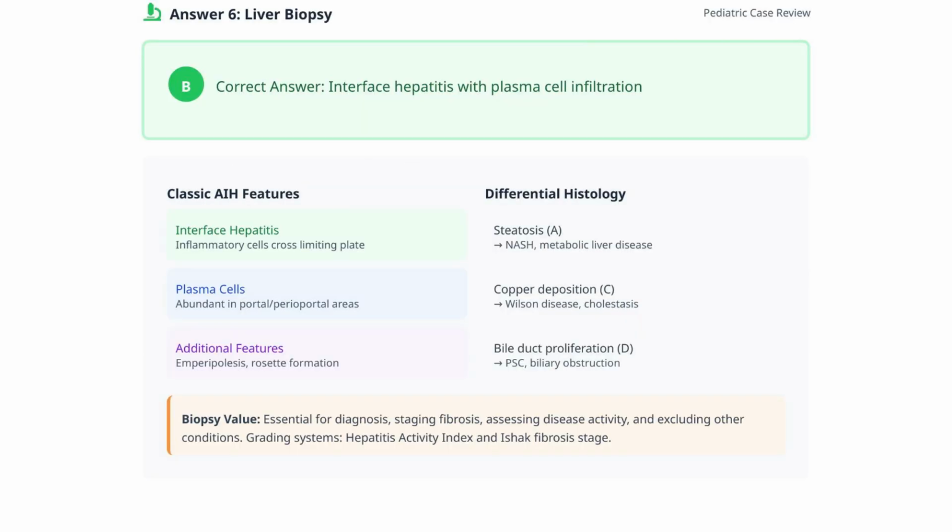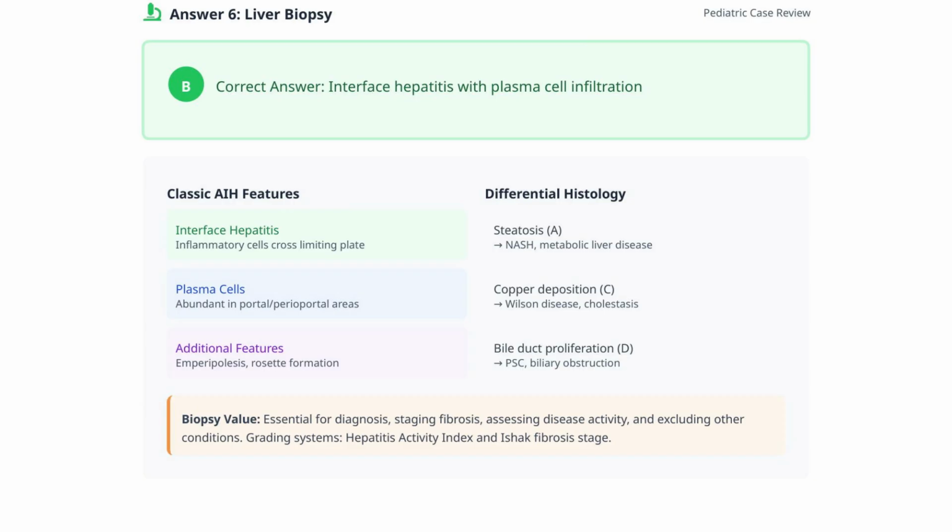The correct answer is B. Interface hepatitis with plasma cell infiltration. The histological hallmark of autoimmune hepatitis is interface hepatitis, characterized by inflammatory cell infiltration crossing the limiting plate into the liver parenchyma. Plasma cells are typically abundant in the portal and periportal regions. Other features include emperipolysis and hepatocyte rosette formation.